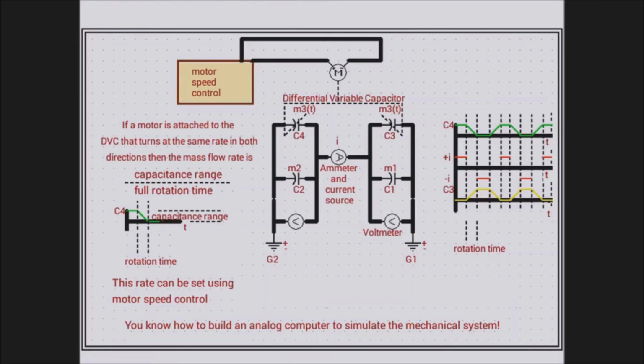So now looking at this, you have the basic information that you need to build an analog computer to simulate the mechanical system. In the actual implementation, you may discover that you have to put in some resistances and other components for safety's sake to protect your ammeter, voltmeter, and circuit components.